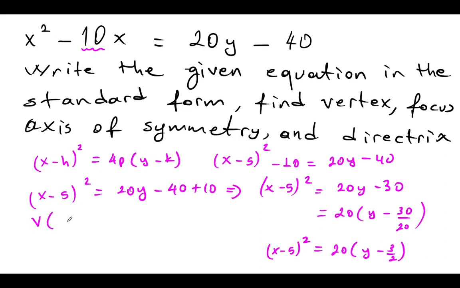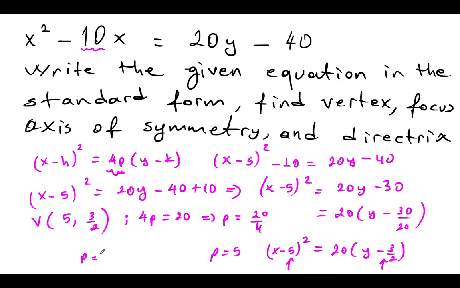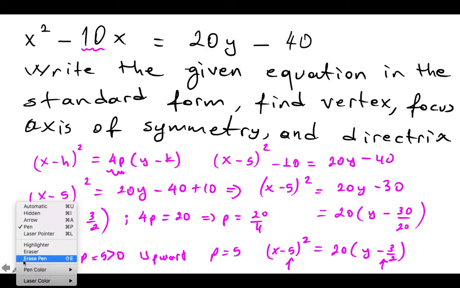I can say that the vertex is equal to (5, 3 over 2). How do we write this? We take the opposite sign of this and we put it here, and we take the opposite sign of negative 3 over 2 and we put it here. And then we should say that 4p, which is here in the formula, is equal to 20 in this case. So p is equal to 20 over 4, which means p is equal to 5. When p is equal to 5, greater than 0, the parabola is upward. We know this.